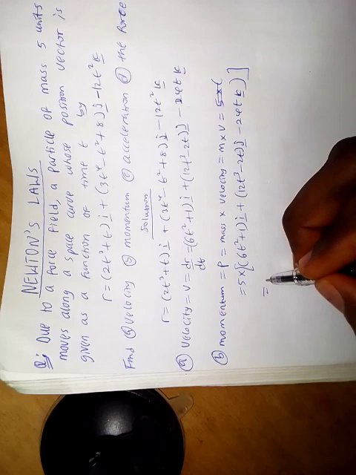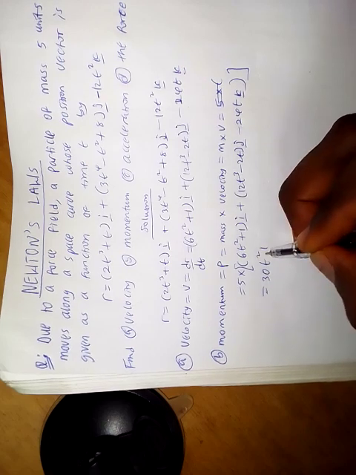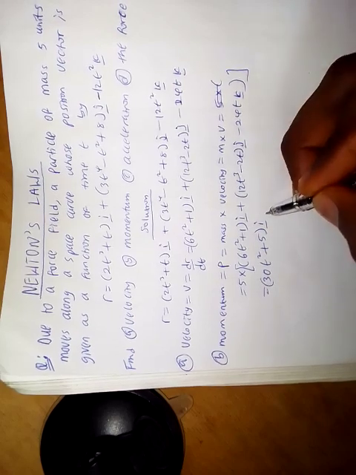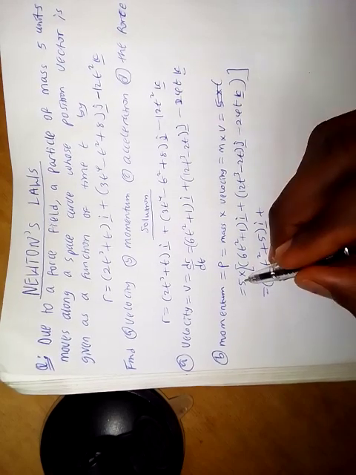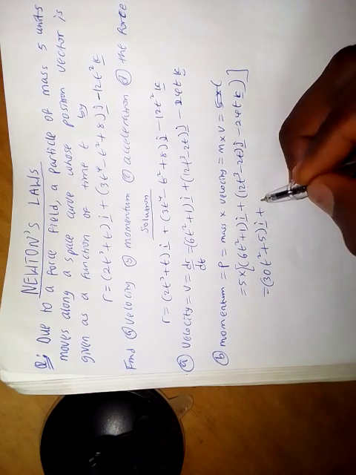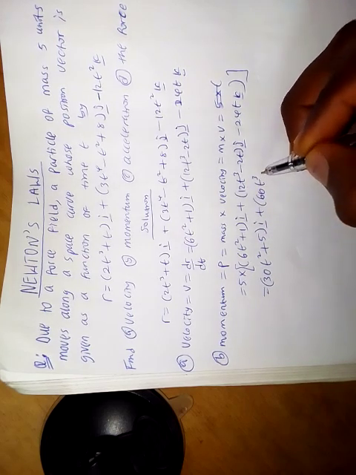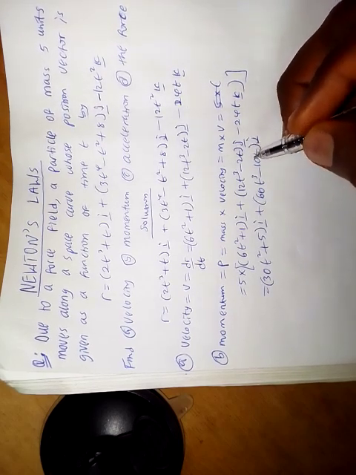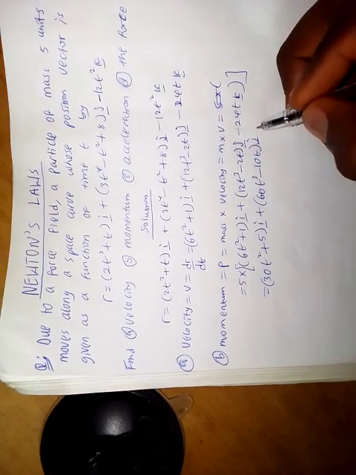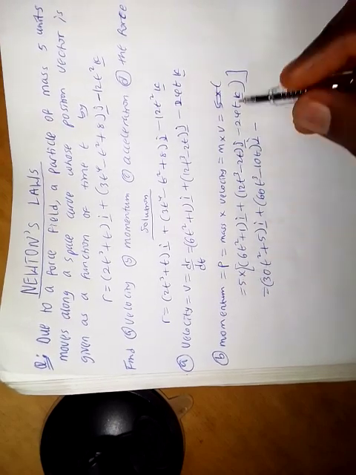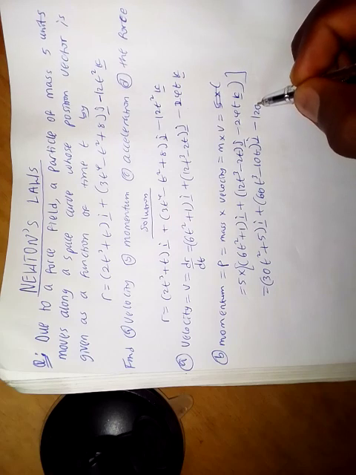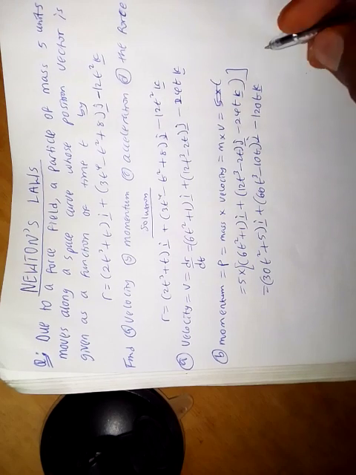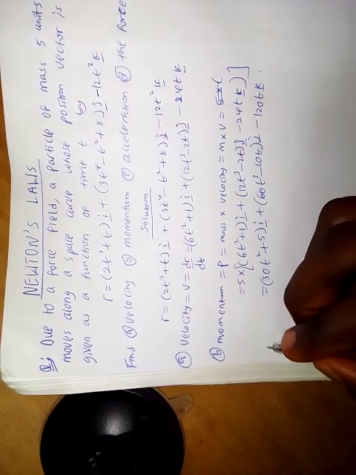So we now use our mass to multiply the velocity. When we do that, we have (30t squared plus 5) i. Don't forget, it will be in bracket form. When you use 5 to multiply this, we have (60t cubed minus 10t) times j. When you use 5 to multiply this, we have 120t cubed. So this is simply our momentum.